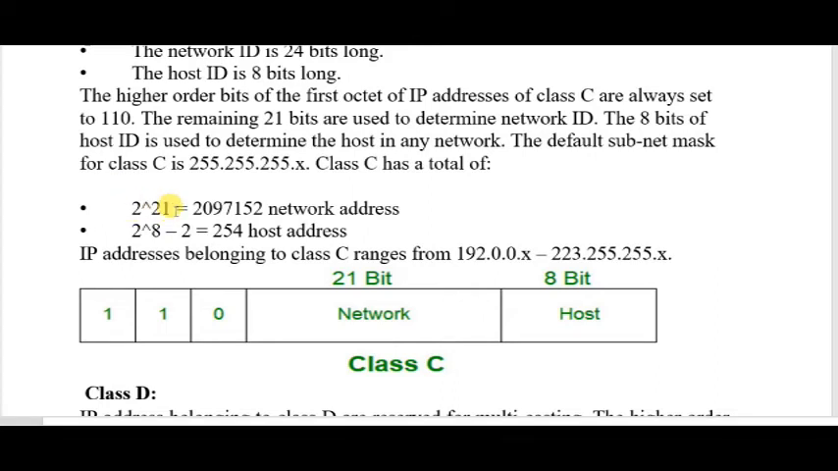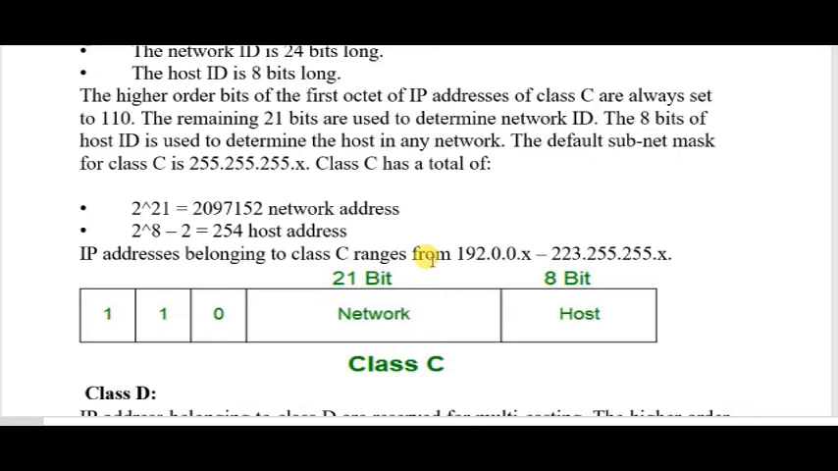And what will be the host addresses in class C? It will be 2 to the power 8 minus 2, which is equal to 254 host addresses. The IP addresses belonging to class C range from 192.0.0.0 to 223.255.255.255, which I have already shown in the calculation below.